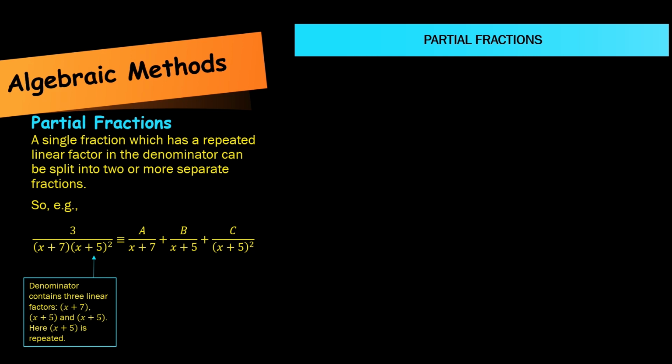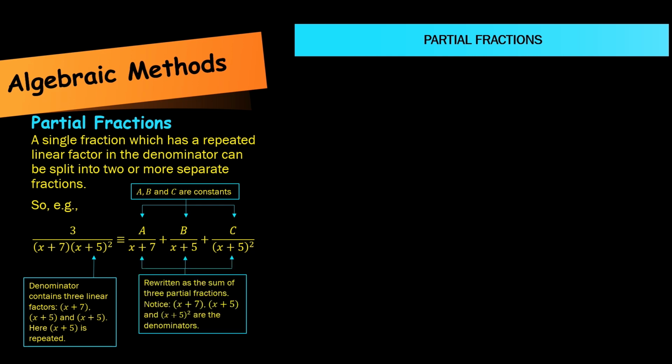On the right-hand side, we have a, b and c, which are constants which can be found. The expression on the left has been rewritten as the sum of 3 partial fractions. Notice that x plus 7, x plus 5 and x plus 5 all squared are the denominators. Let's now take a look at an example.